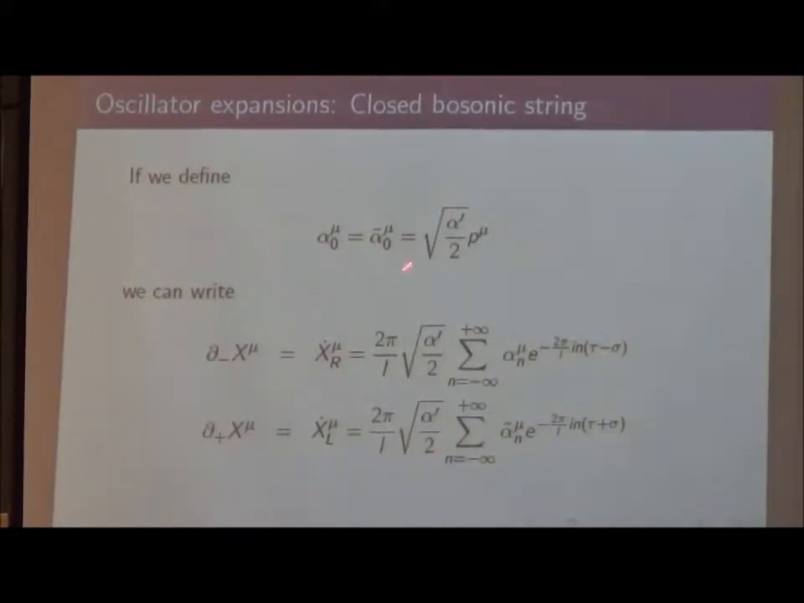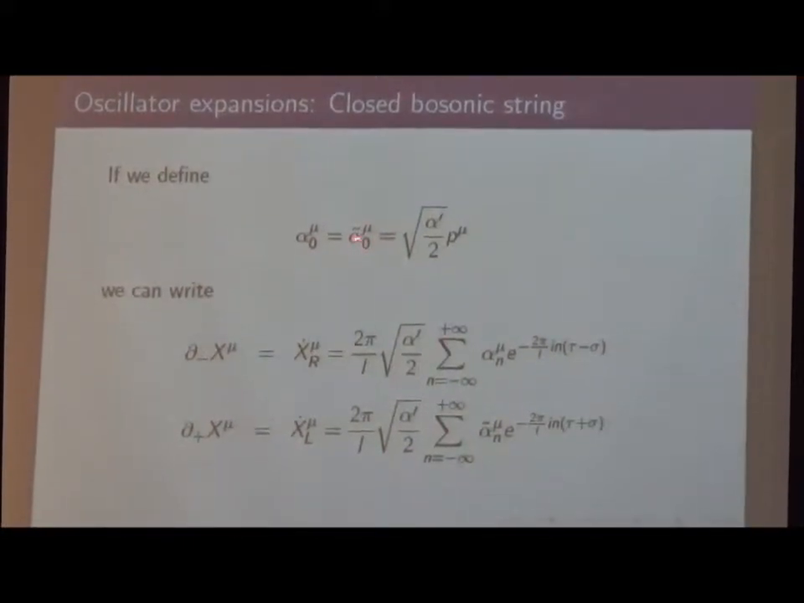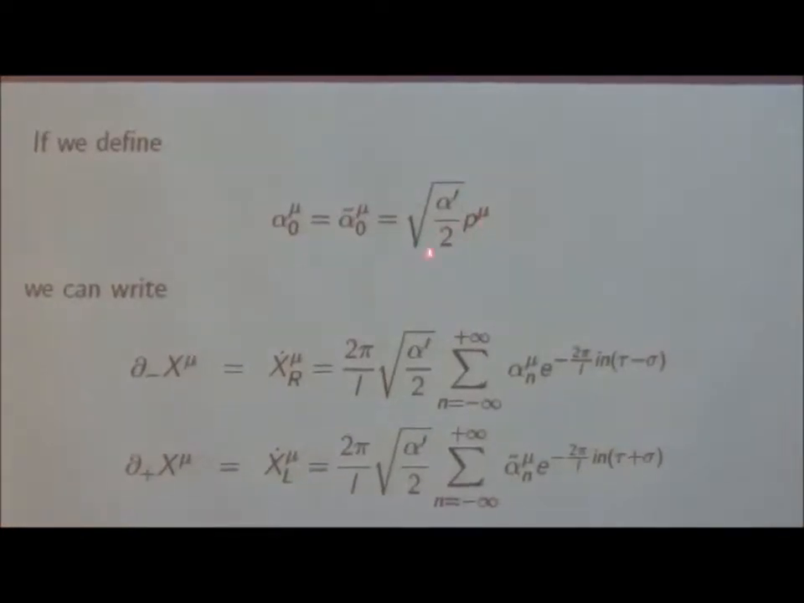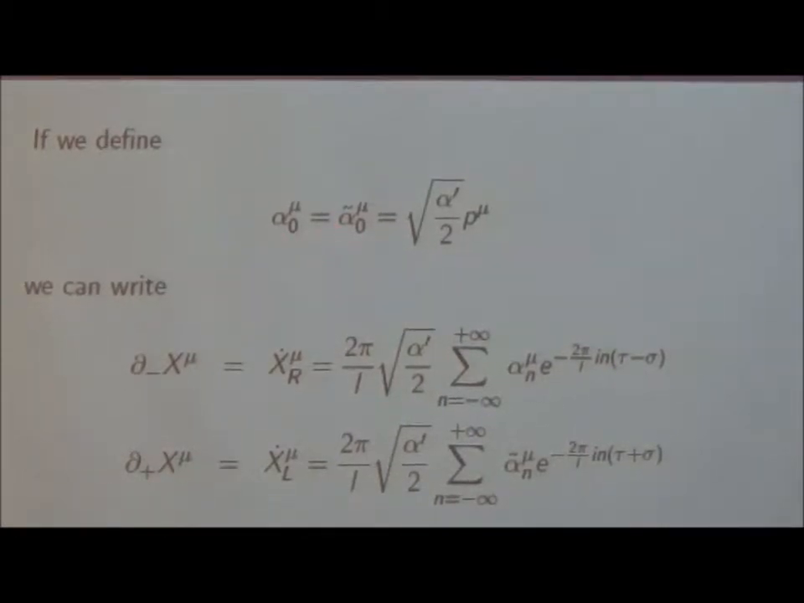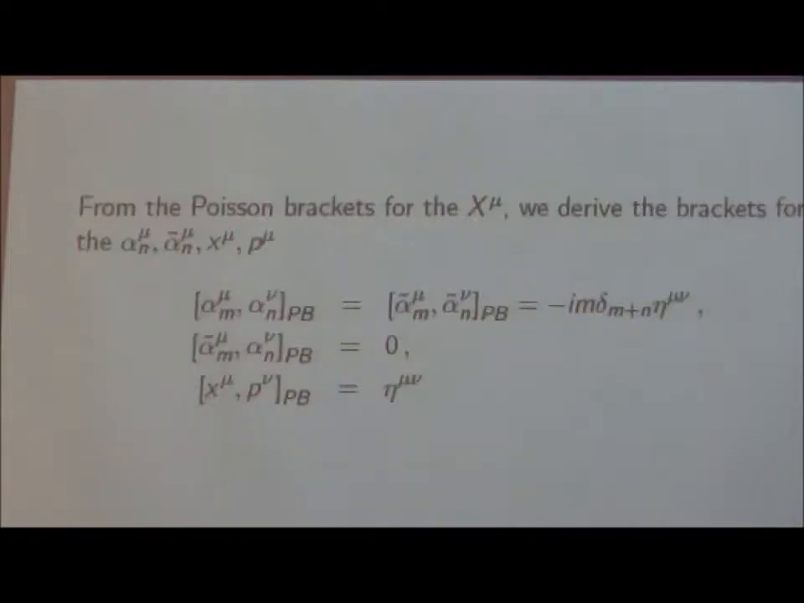If we define the zero mode of the oscillators in this way, alpha mu naught equals alpha tilde mu naught, and these are proportional to the center of mass momentum. We define the center of mass momentum as the zero mode of the oscillators. Then we can write the derivative, plus and minus, as an infinite sum from minus infinity to infinity, where we have included the zero modes here, and in the derivatives, the center of mass position does not appear. So this is exactly as in the bosonic string.